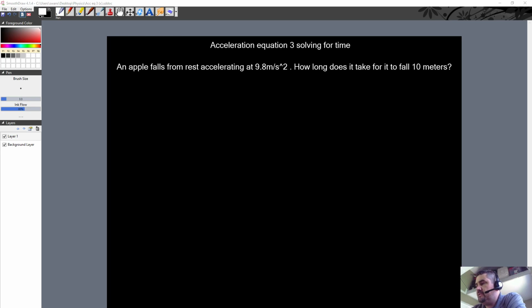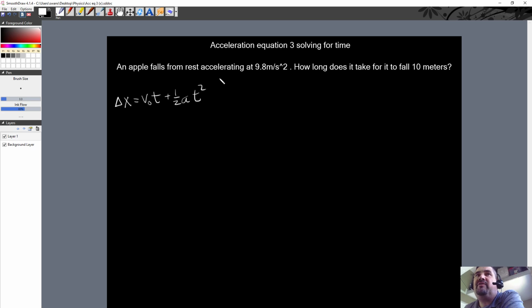Alright guys, so here we are doing another one for equation 3. This one's solving for time. Now if you remember, equation 3, the full equation, looks like this: delta x is equal to original velocity, or the starting velocity, times time plus 1/2 a t squared. And we're going to solve for time now, which is kind of tricky because there's two of them.